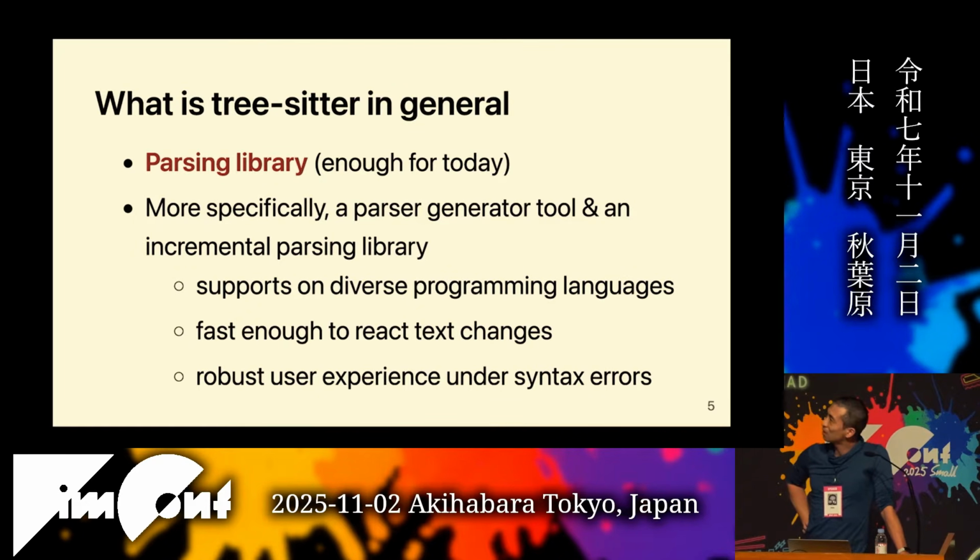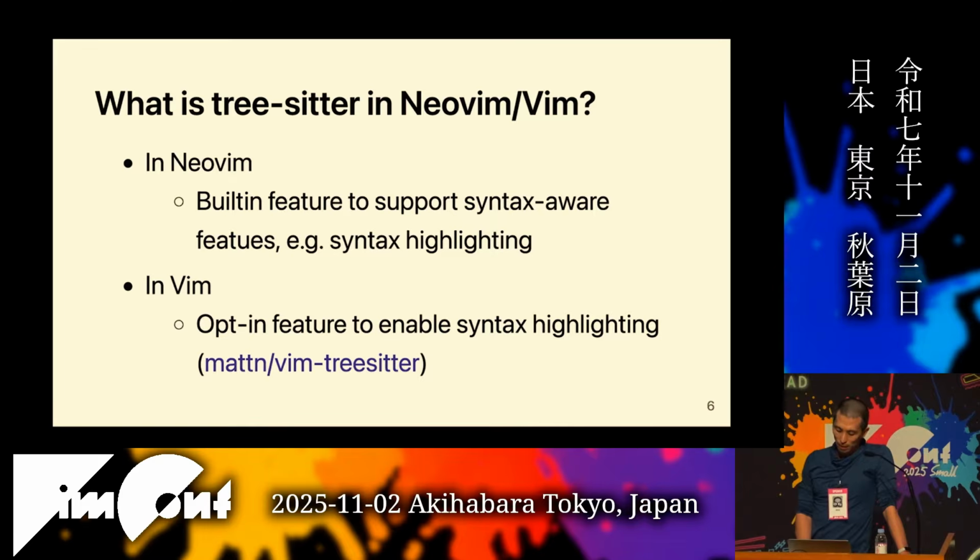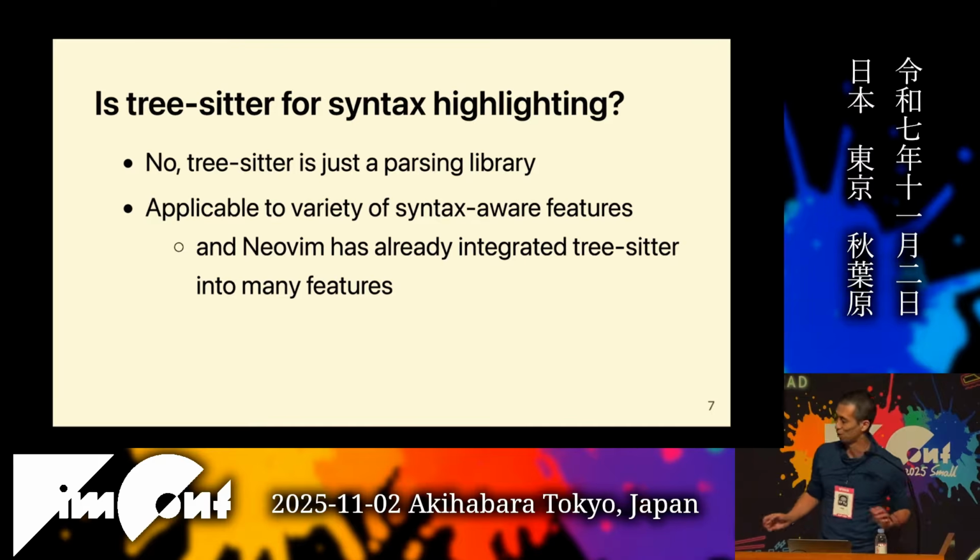I guess I don't need to say this, but just to be sure, let me introduce what Treesitter is in general. It's a parser library, and that's enough for today. In Neovim, it's a built-in feature to support syntax-aware features like syntax highlighting. And in Vim, there's a plugin to enable syntax highlighting. And maybe somebody over there is using nvim-treesitter for highlighting. Is it? I'm not sure.